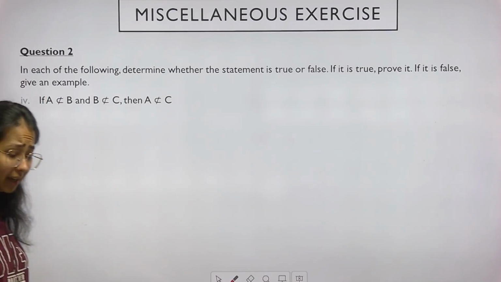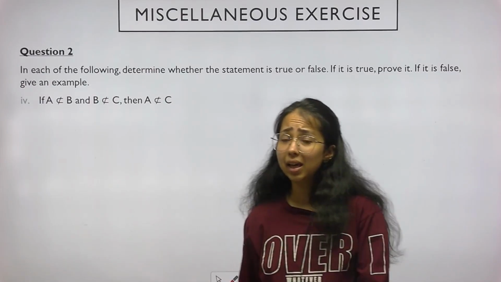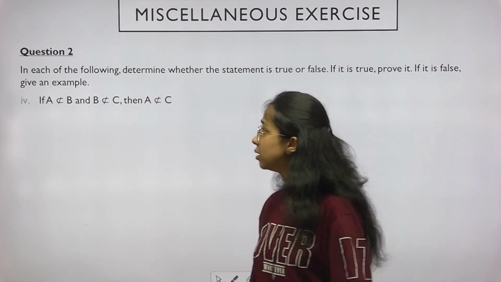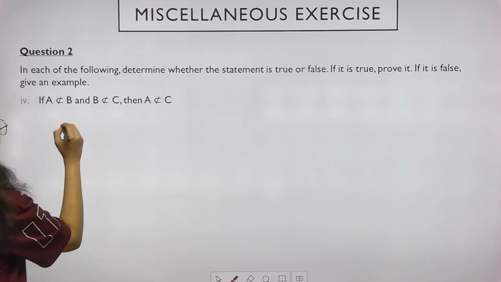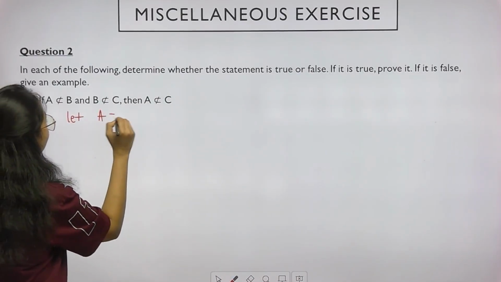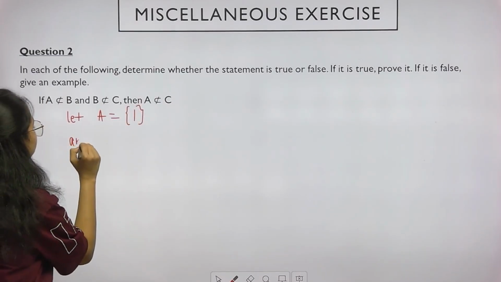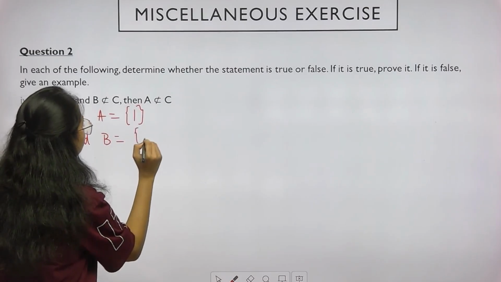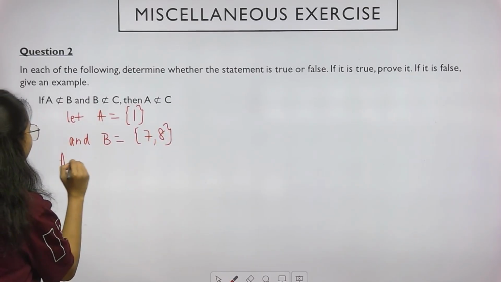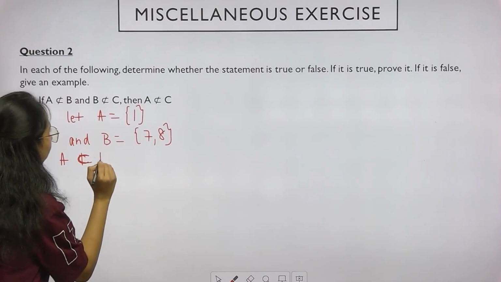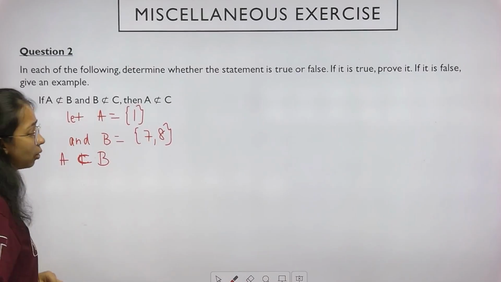Next question says that if A is not a subset of B and B is not a subset of C, then A is also not a subset of C. So let's check whether this statement is true or false. Let's take A as {1}. And let's take B as {7, 8}. So clearly we can say that A is not a subset of B.